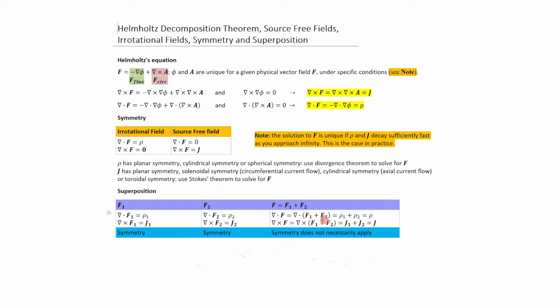Okay, so effectively, these are the problems that we were dealing with. Now, typically what will happen is you either have a problem where rho is non-zero or J is non-zero. Those are the only cases where we really can consider where symmetry applies. And so that's why we're dealing with these subproblems up here.